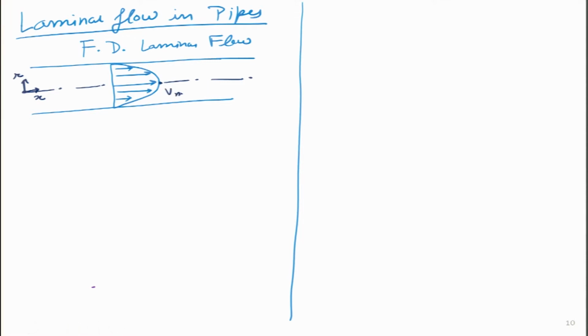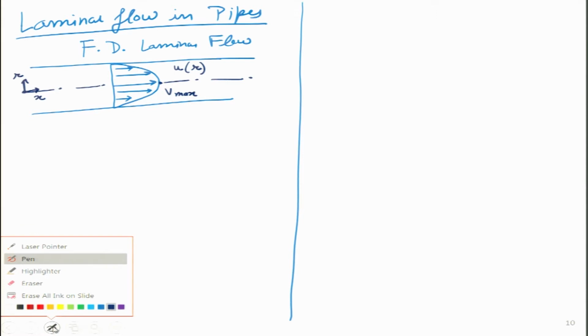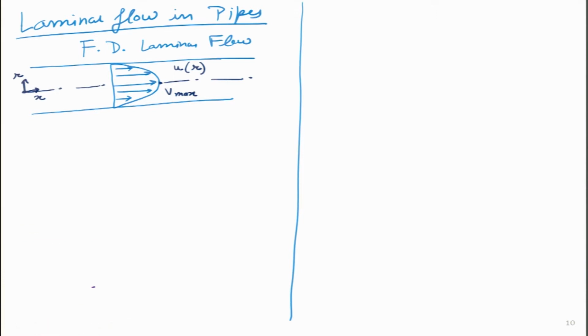This is the V max value. This whole profile I can write as u as a function of r, and because this is fully developed, it is not changing with x. It is always a parabola of the given value. Then the average value we have also looked at over here. So, V average turns out to be V max divided by 2.